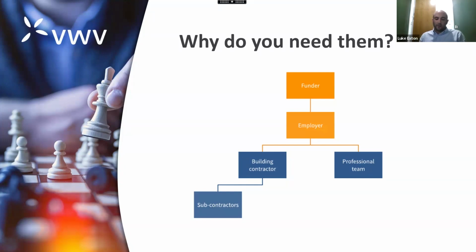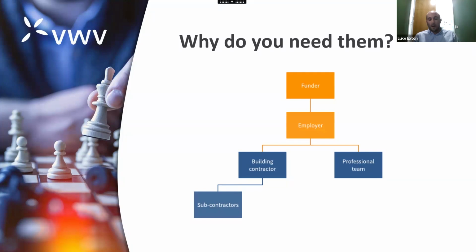Now, each of the lines in this diagram between the parties represents a document or an agreement or a contract entered into between those parties. So the line between the funder and the employer will be the loan agreement or the funding agreement. Below the employer to the left, you've got the building contractor. The line between the employer and the building contractor will be the building contract. I'm sure most of you will have heard of the JCT suite of contracts, which is the most common form of building contracts used in the industry, but you may have heard of NEC contracts as well, for example.